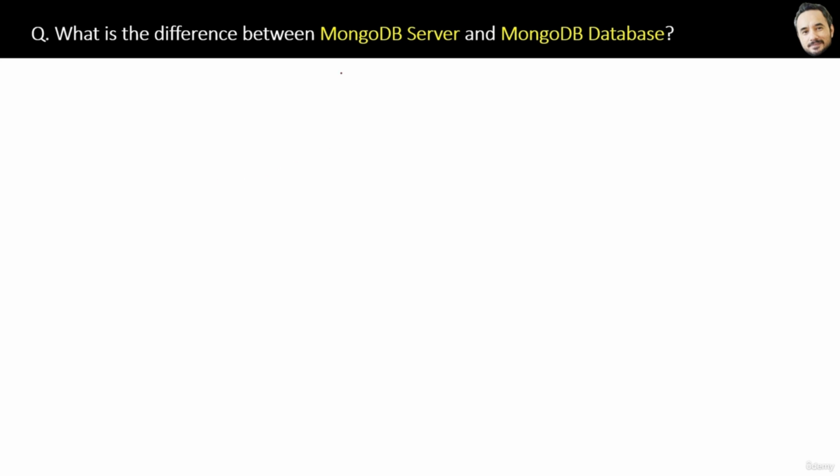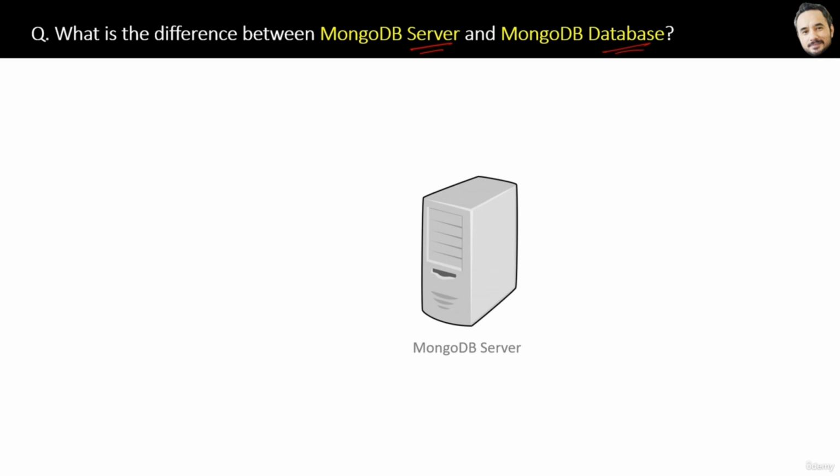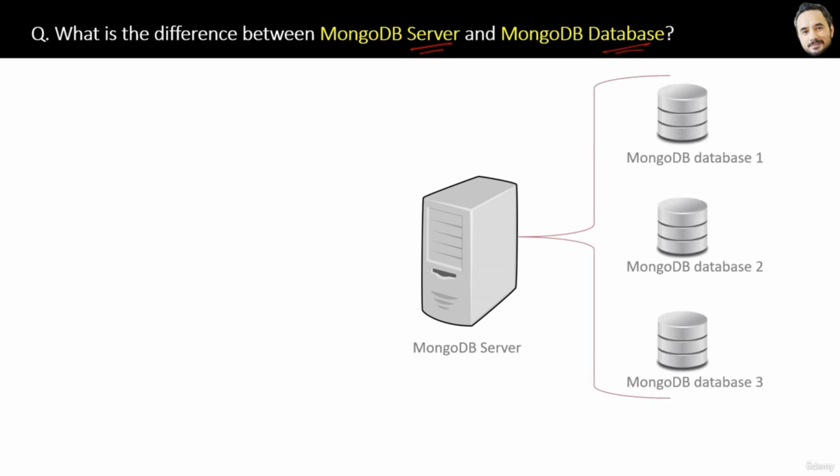What is the difference between MongoDB server and MongoDB database? Before MongoDB database, we should have some idea about MongoDB server also. MongoDB server is a software application which is installed on a physical machine, and its job is to manage multiple MongoDB databases like this. Clear? Whereas one MongoDB database is a logical container within the MongoDB server that stores the collections of documents.